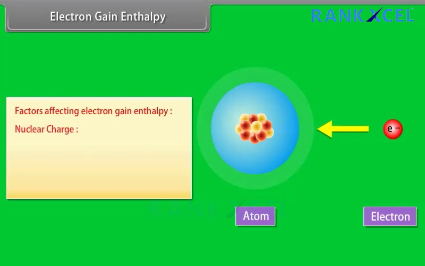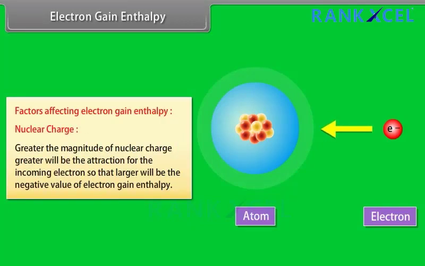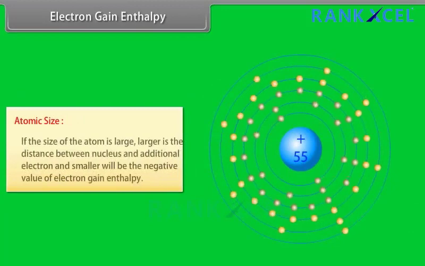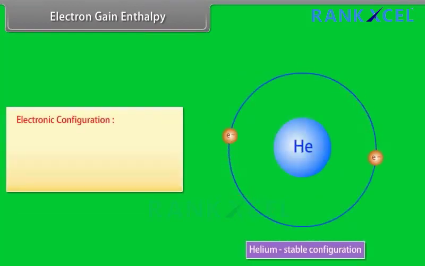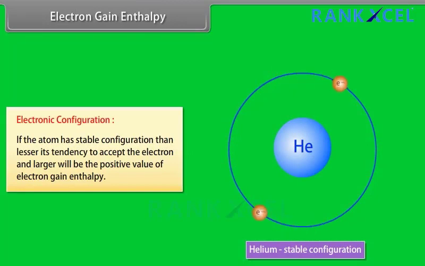Nuclear charge. Greater the magnitude of nuclear charge, greater will be attraction for the incoming electron, so that larger will be the negative value of electron gain enthalpy. Atomic size. If the size of the atom is large, the distance between nucleus and additional electron is large, and smaller will be the negative value of electron gain enthalpy. Electronic configuration. If the atom has stable configuration, then lesser is its tendency to accept the electron, and larger will be the positive value of electron gain enthalpy.